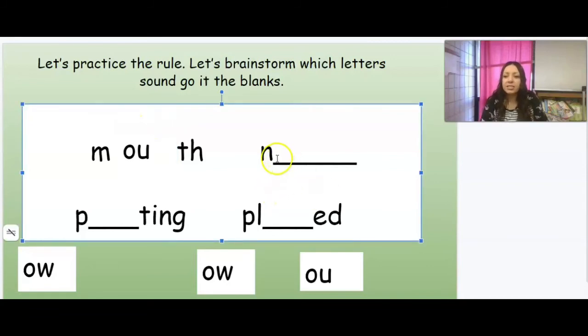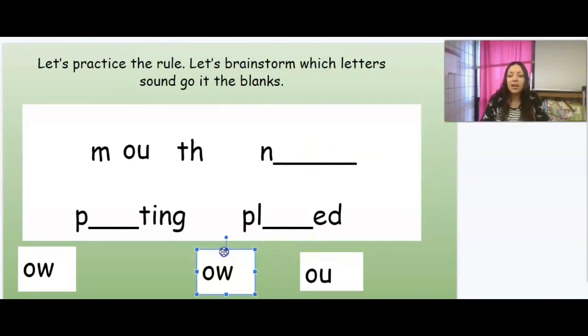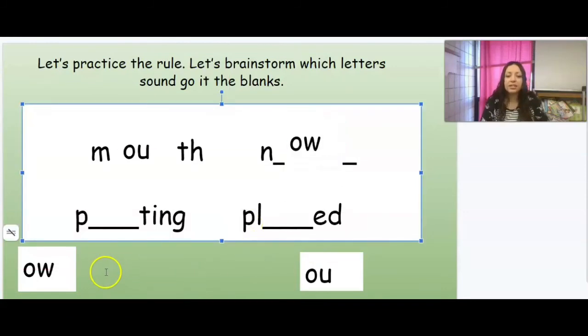Hey, look at this one. I want to spell now. So ow. Since it's at the end of the word, what do you think I'm going to use? The OW, very good. All right, let's look here. I want to spell outing. Outing. Which one do you think I'm going to use? I'm going to use that OU because it's in the middle of the word.